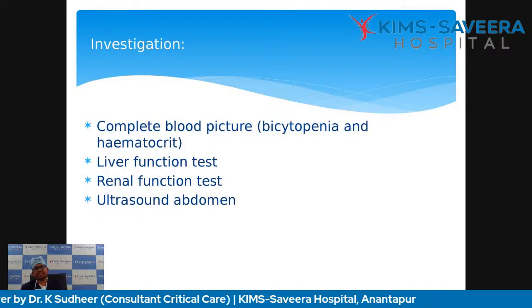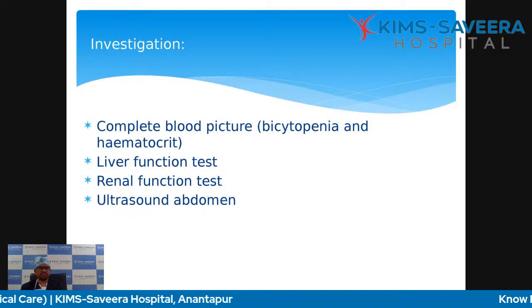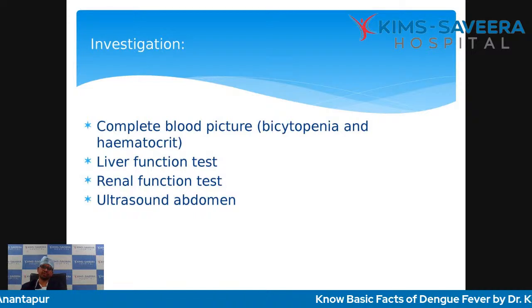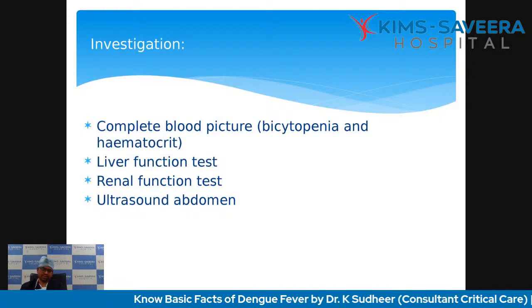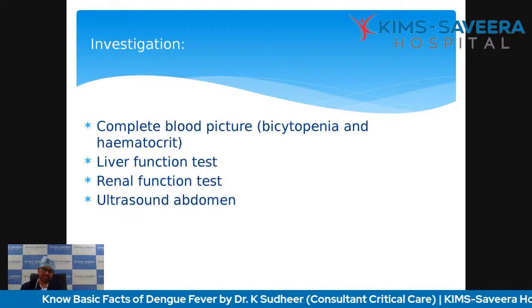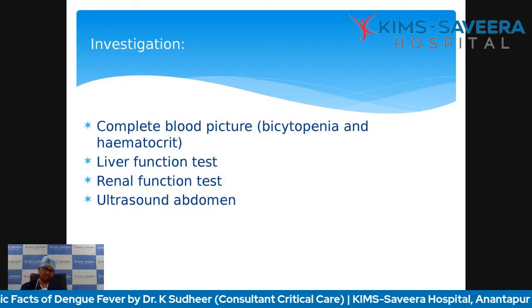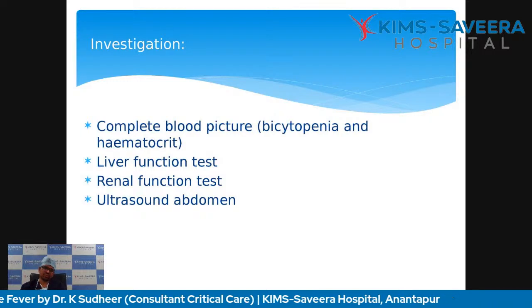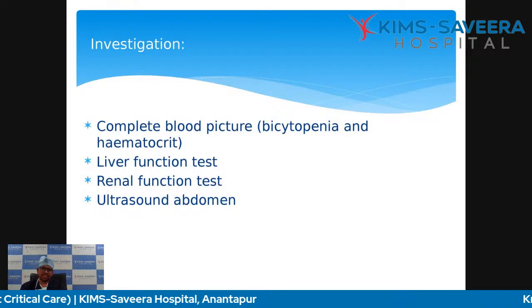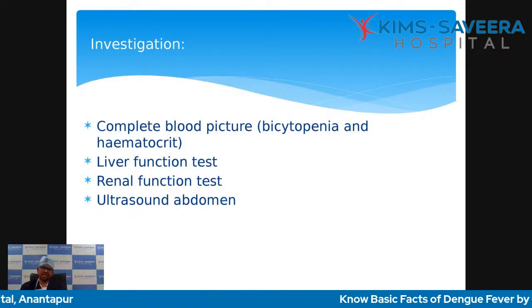The other investigation that we generally do in dengue fever is a complete blood picture, because the platelets will be low and the WBC count will be low. We want to see whether this is due to the virus or any other cause for the platelets going down. That's why we do a complete blood picture, liver function test, renal function test, and abdominal ultrasound also.